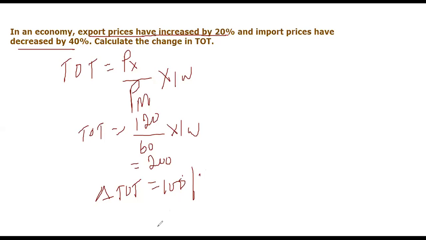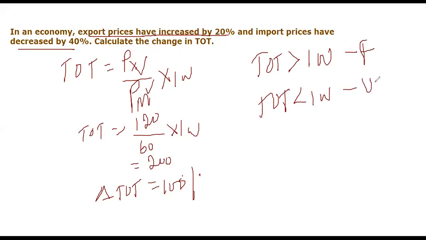Right. Now, students, we know all the calculations in relation to terms of trade: if the PX and PM are given, how to find the TOT; if the TOT and one of these two are given, how to find the rest; and if the changes are to be calculated, what we have to do. Also, if the terms of trade is more than 100, it is favorable. If it is less than 100, it is unfavorable. Why do we say like that?